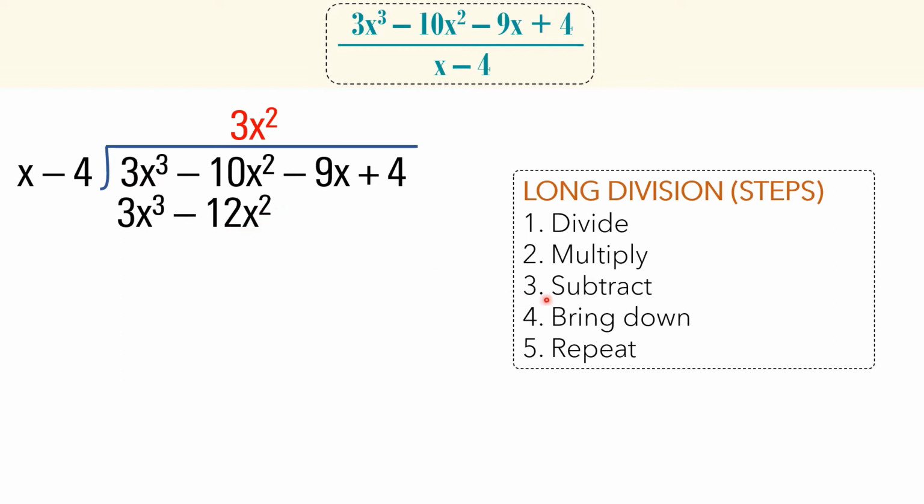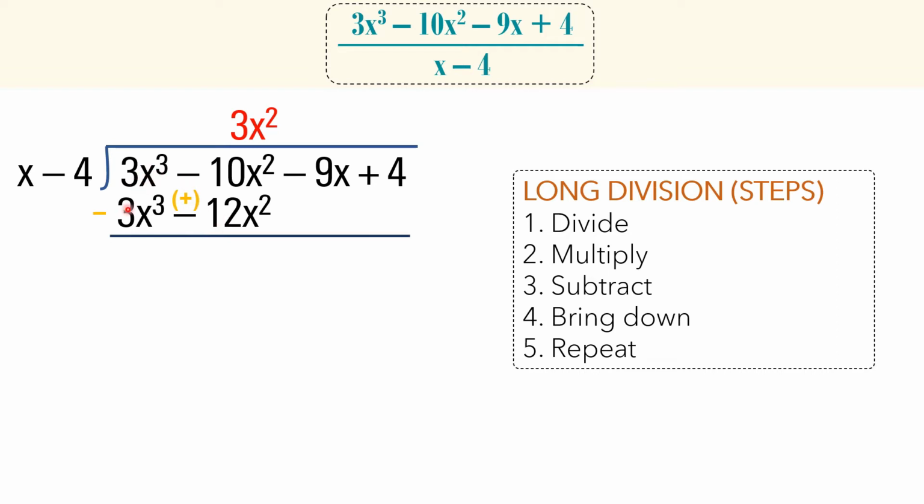Then, proceed with the third step, subtract. Let us subtract this. And in subtracting polynomials, remember that you only have to change the sign of the subtrahend and proceed in adding them. So here, the subtrahend 3x cubed is positive, so we will make it negative, like that. And then, the second one, negative 12, so it's negative, we will make it positive. Okay? To subtract polynomials, you just have to change the sign of the subtrahend. Now, proceed in adding them.